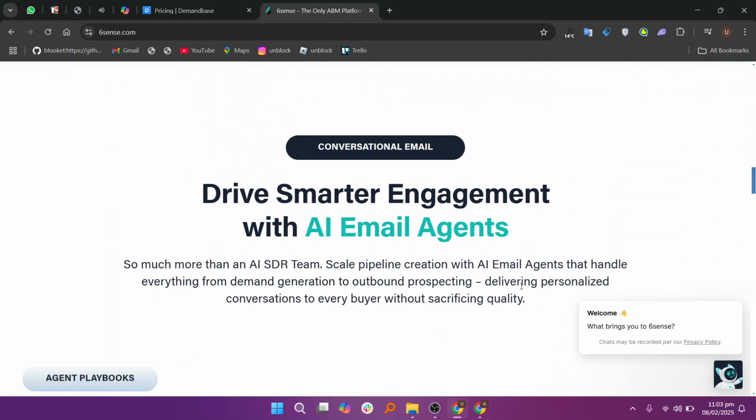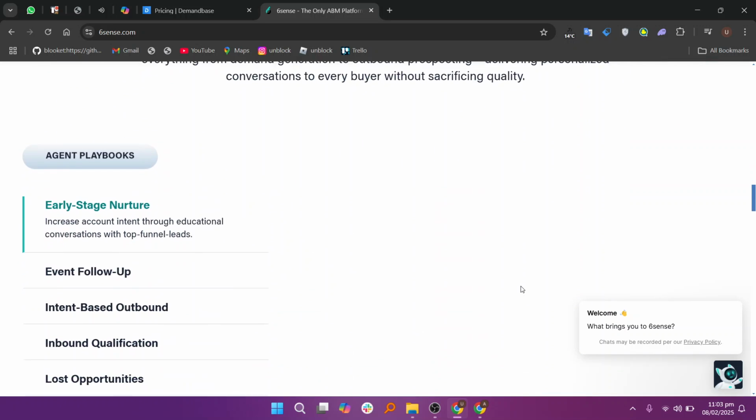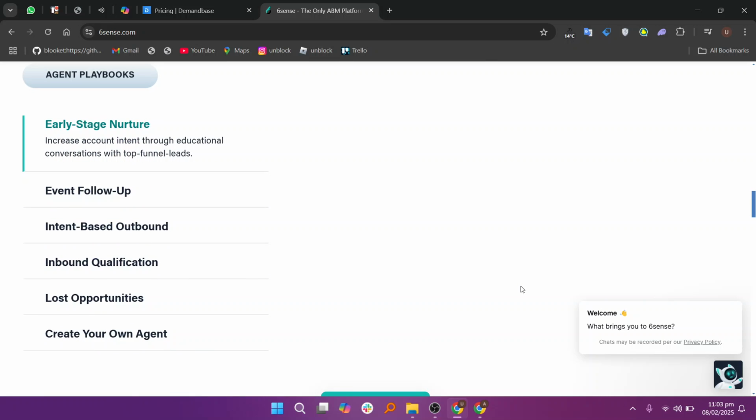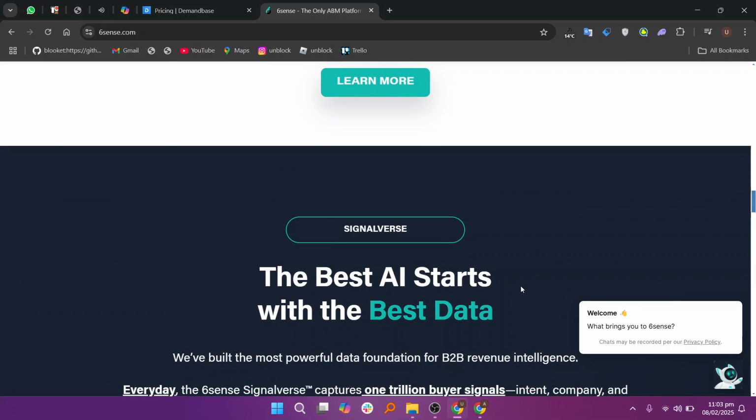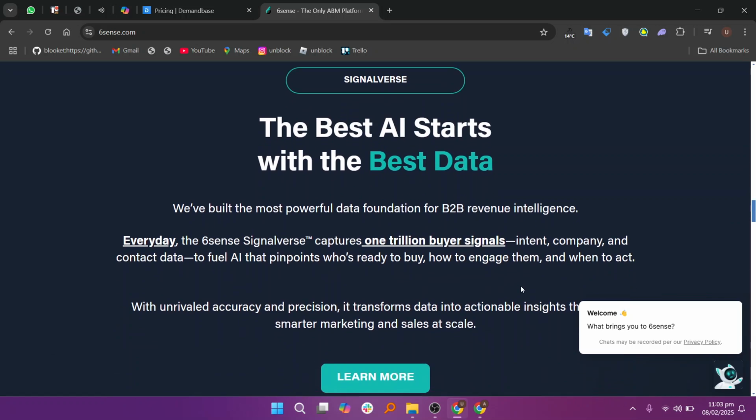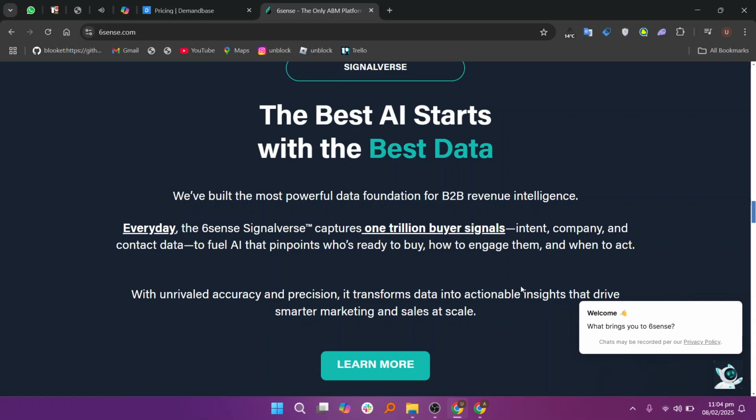In my opinion, Demandbase is better for enterprises needing in-depth account intelligence, while 6Sense is great for businesses looking to leverage AI for early buyer identification. So that's the comparison between Demandbase and 6Sense.